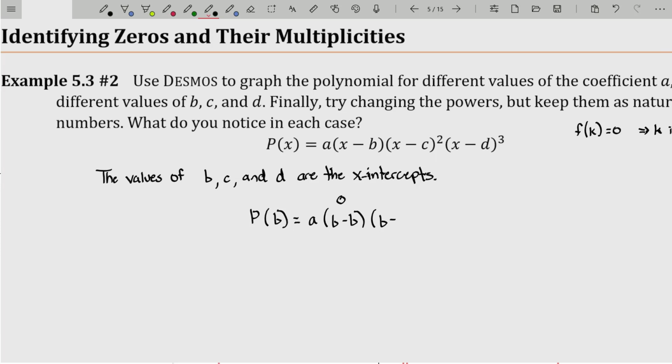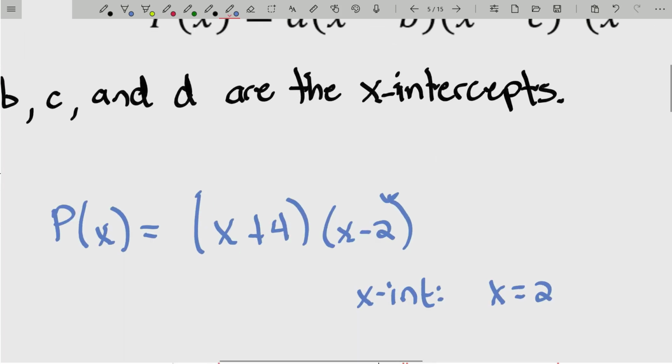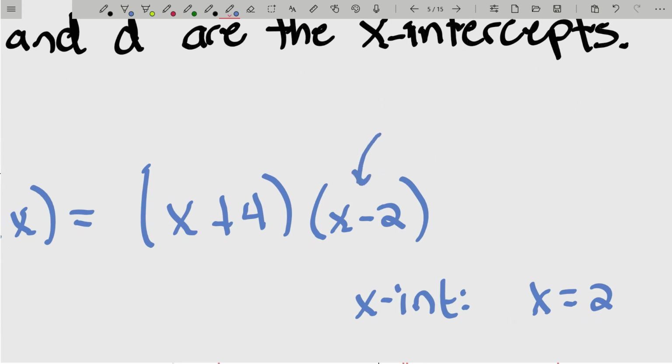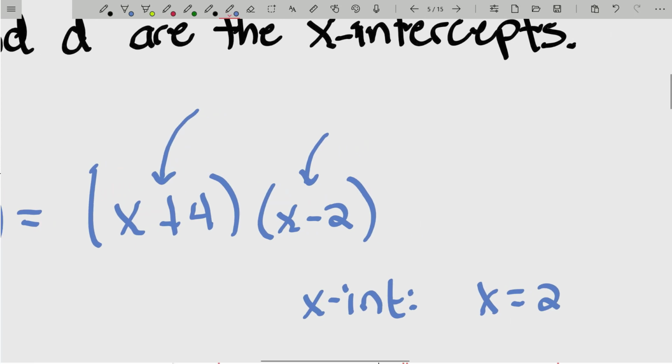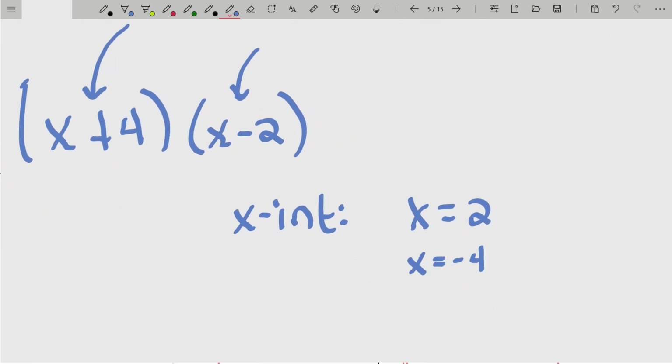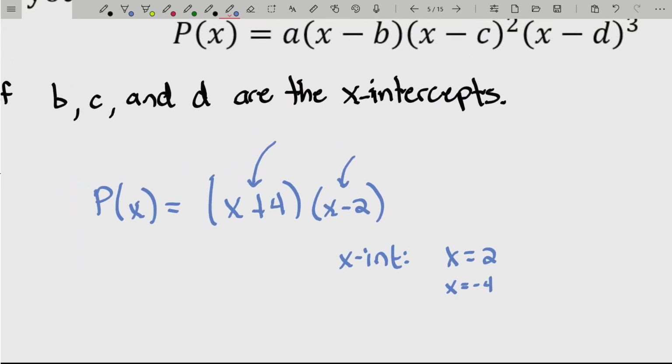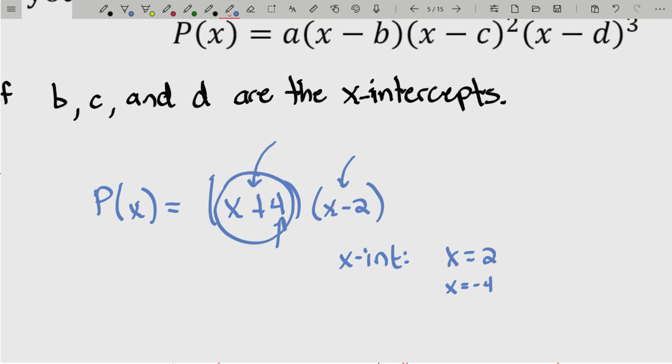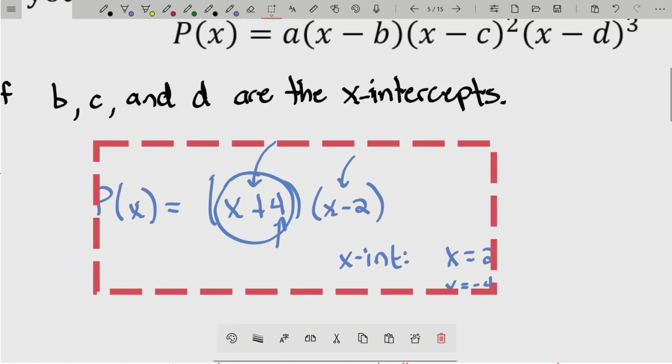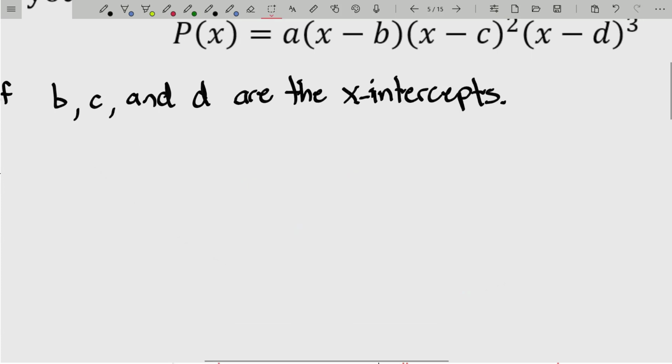Also note if b were negative. So I'm going to write this down, but I'm going to erase it very quickly. But if you had something like p of x is equal to x plus 4 times x minus 2, it would have x-intercepts at x equals 2, because of this 2 right there. Basically, you're asking what would turn each of these factors off. Well, 2 would turn that factor off, and -4 would turn that factor off. So therefore, the x-intercepts here are 2 and -4. Essentially, whatever is the opposite of this number, or whatever just turns off this entire factor, that is the x-intercept. So that's the lesson to be learned just from the B, C, and D parts of this function.